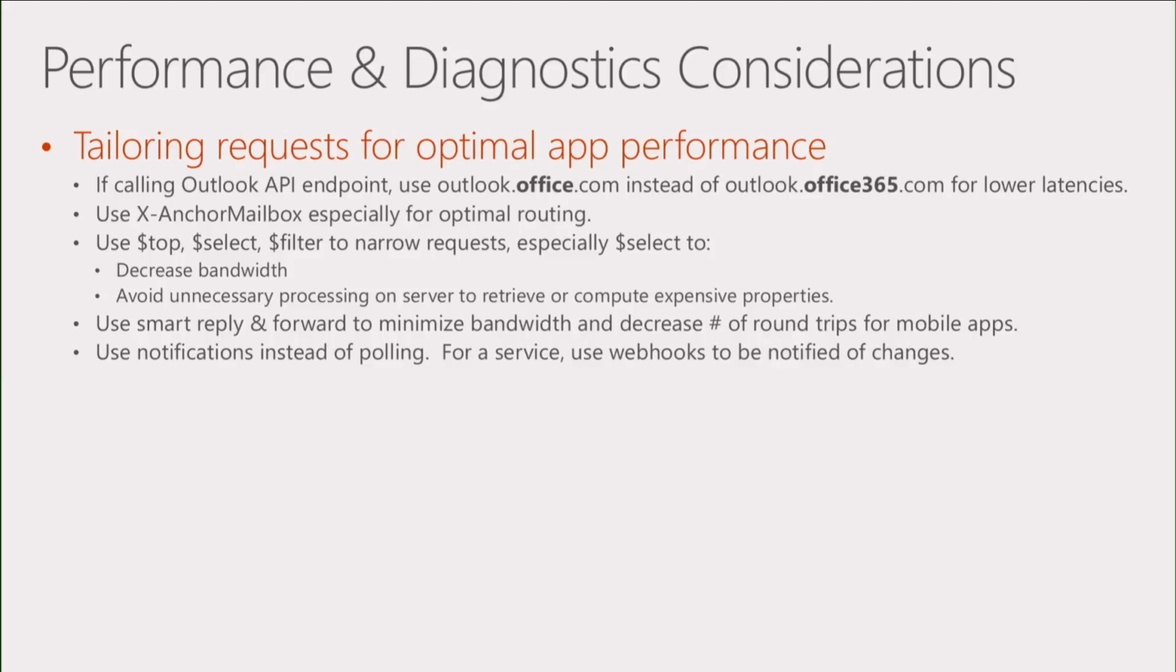Very important, use select like Deepak showed, which only requests the properties you need. Not all properties are made equal. If you ask for body every time, it's going to take a lot more time to process the request. Top lets you limit the page size. Only give me 10 at a time. Filter is to narrow down to the set you actually want. It's important both for driving down bytes over the wire, especially in the case of a phone app running on mobile, and also because you don't want to wait for unnecessary processing, because the requests are going to take more time. Smart reply and forward is something we added.